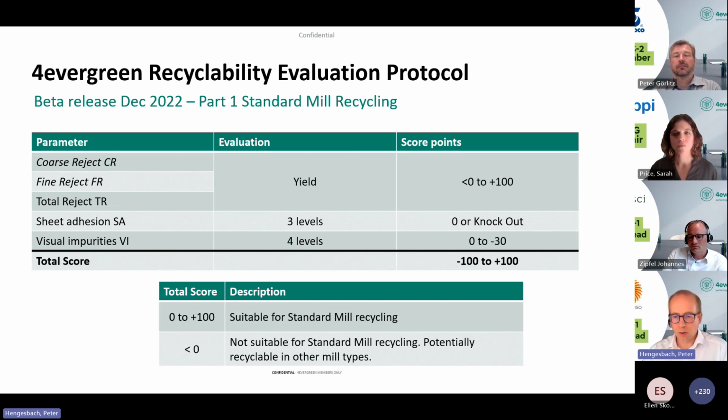If you are obtaining a score below 0, meaning negative, this indicates that this specific product is not suitable for standard mill recycling. So it can potentially be recycled in other mill types. As Johannes explained to you in an earlier slide already, every specific recycling process, like the deinking mill or flotation mill, uses slightly different process setups, meaning also different process capabilities, and certain packaging can be perfectly matched to this type of recycling process. So no implications can be given just based on testing it for the standard mill.